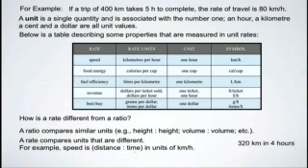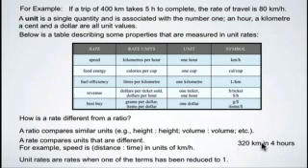So 320 kilometers in 4 hours would be a rate because I'm comparing kilometers to hours. Unit rates are rates when one of the terms has been reduced to 1. So 320 kilometers in 4 hours is the same as 80 kilometers in 1 hour.